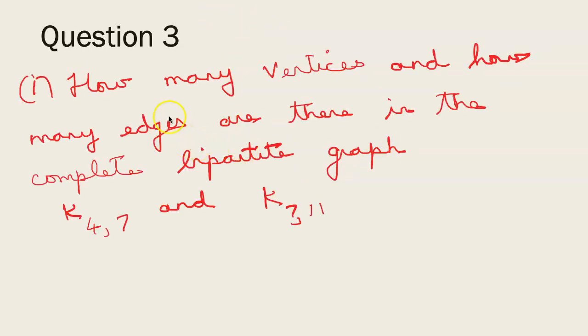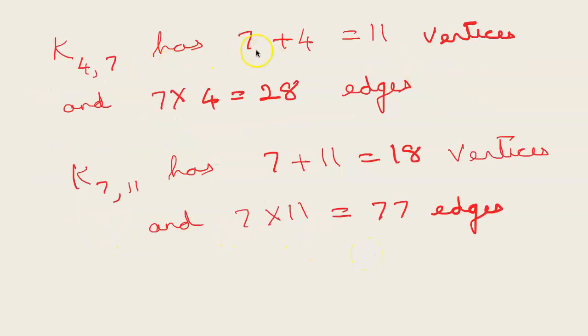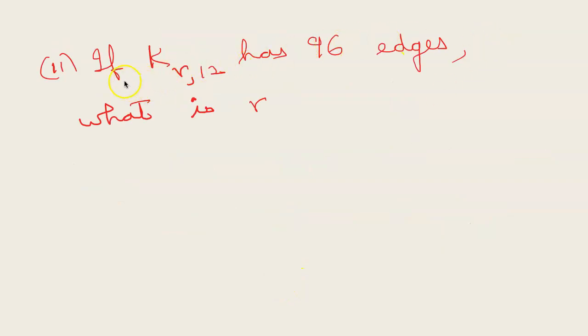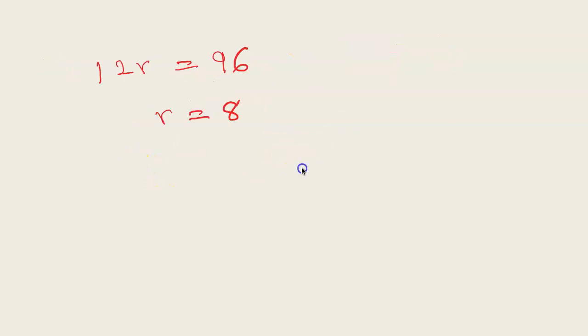Coming to question 3, how many vertices and how many edges are there in the complete bipartite graphs K4,7 and K7,11? K4,7 has 7 plus 4 equals 11 vertices and 7 into 4 equals 28 edges. K7,11 has 7 plus 11 equals 18 vertices and 7 into 11 equals 77 edges. Next question, if Kr,12 has 96 edges, what is r? Now r into 12 is 96, so r is 8.